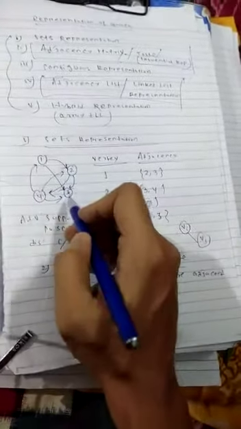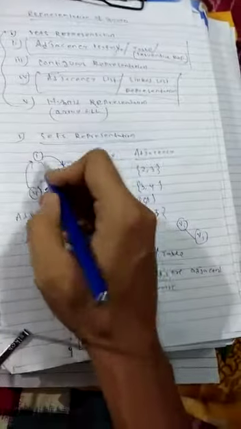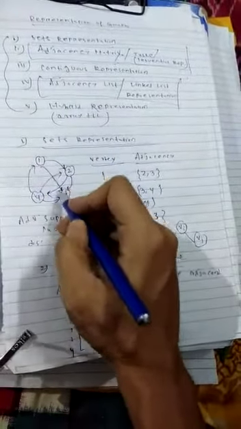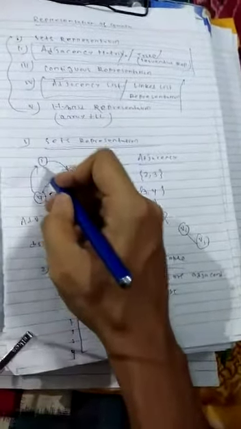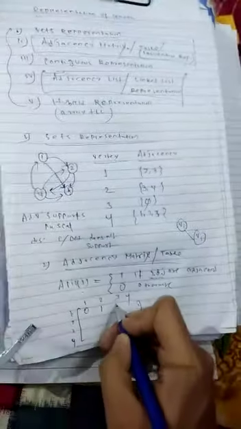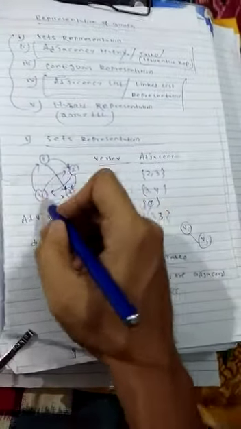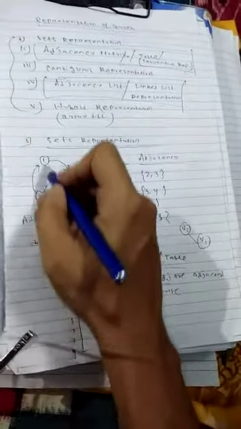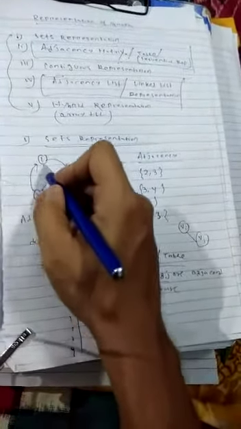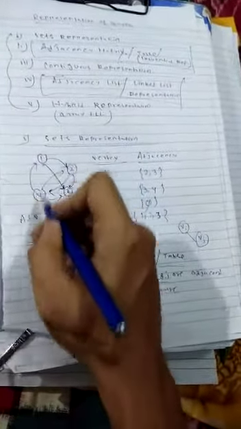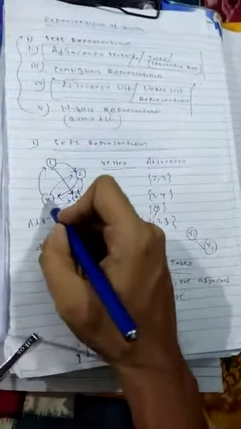Then 1 3. There is an edge going from 1 to 3. That means we have to write 1 here. For 1 4, from 1 to 4 no edge is going. The edge is from 4 to 1. If it is undirected, then we have to write both 1 to 4 and 4 to 1. But since it is directed, we have to write only 4 to 1.